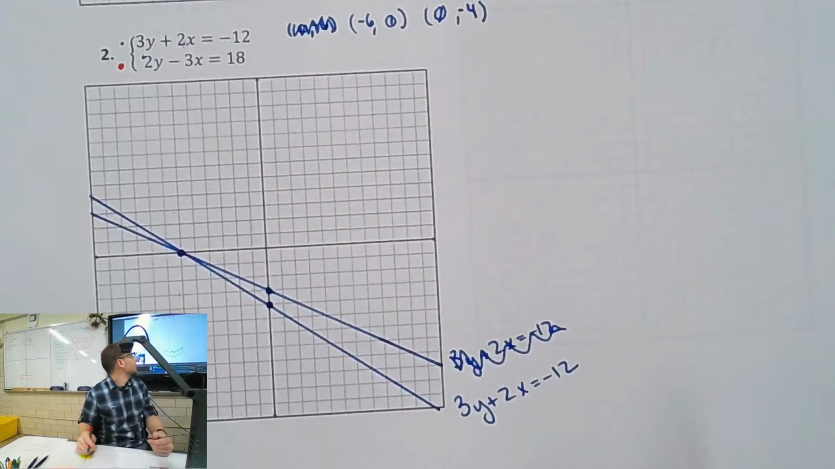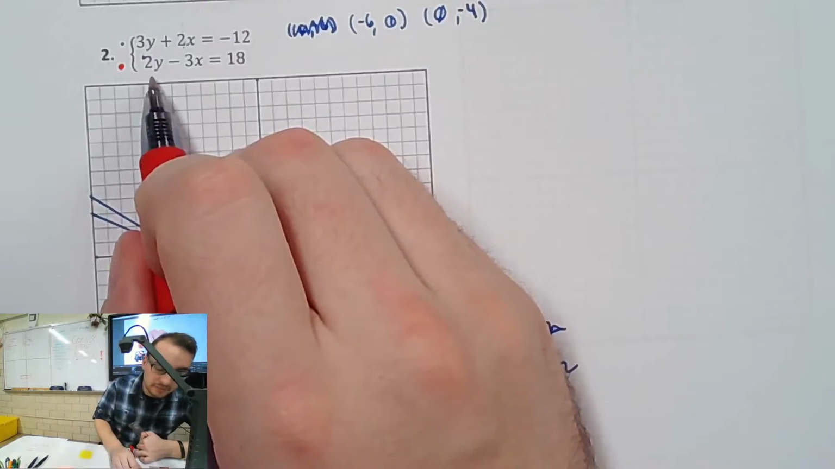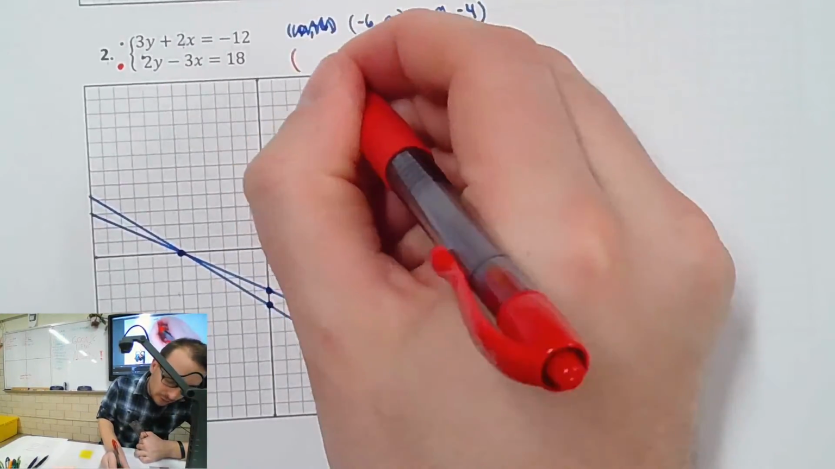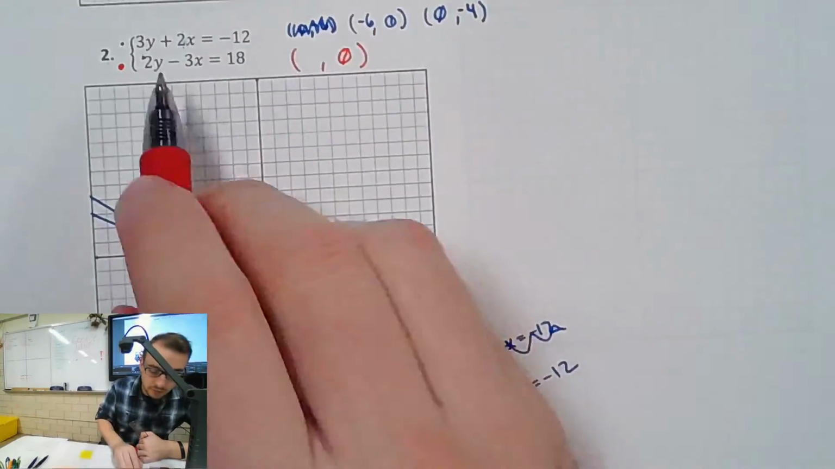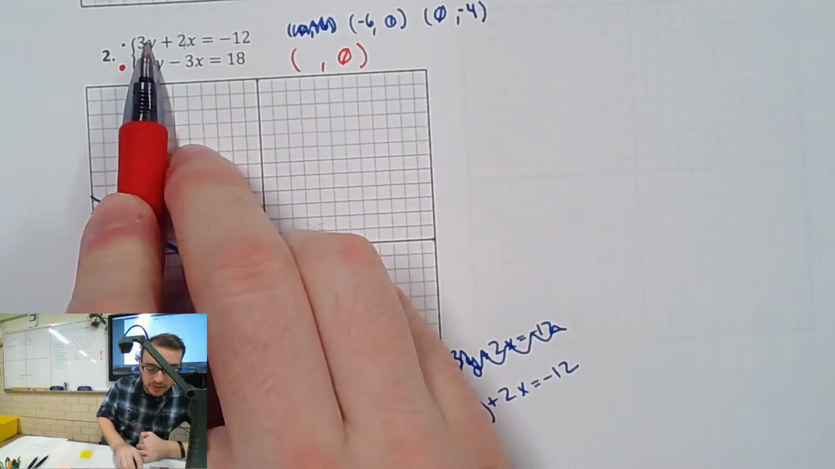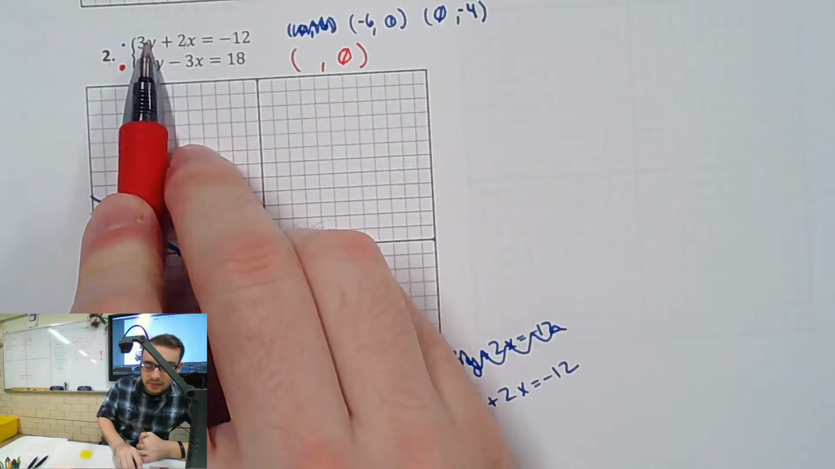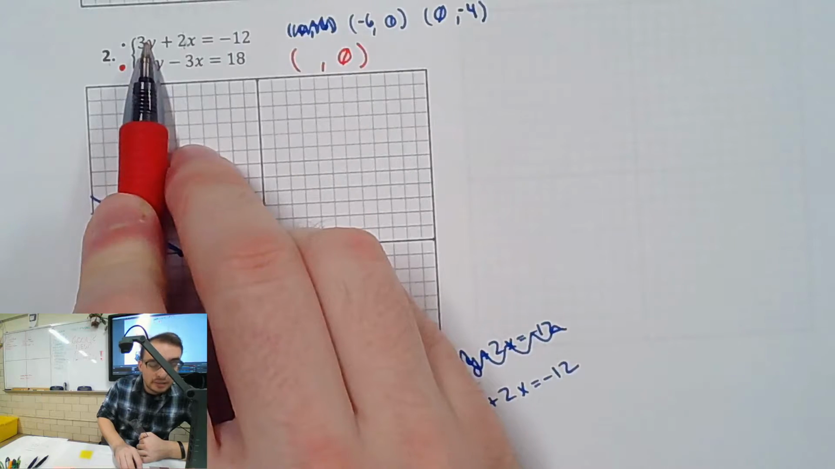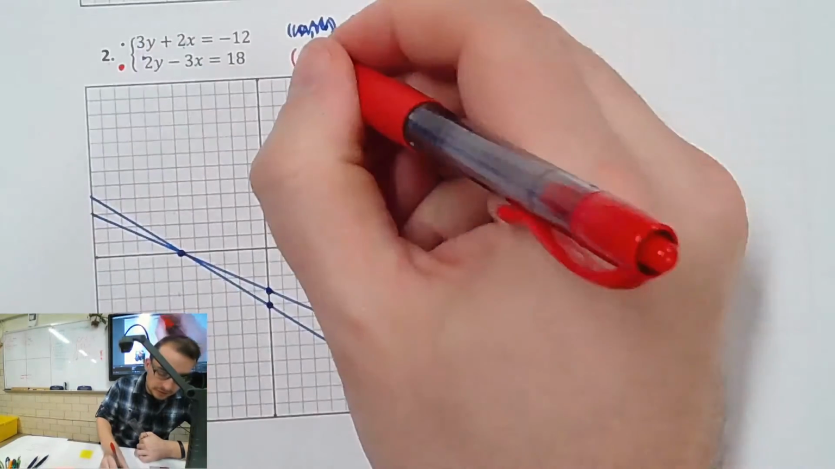All right, so now we're going to take this. Let's plug in 0 for y. So we plug in 0 for y. We get negative 3x equals 18. Divide 18 by negative 3. What do we get? Negative 6.